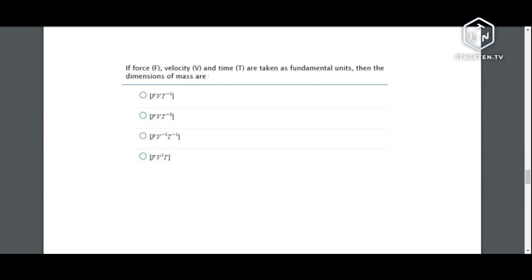So the next question says: if force F, velocity V, and time T are taken as fundamental units, then the dimensions of mass are. So you need to find the dimensions of mass here in this question. Please try to answer this.